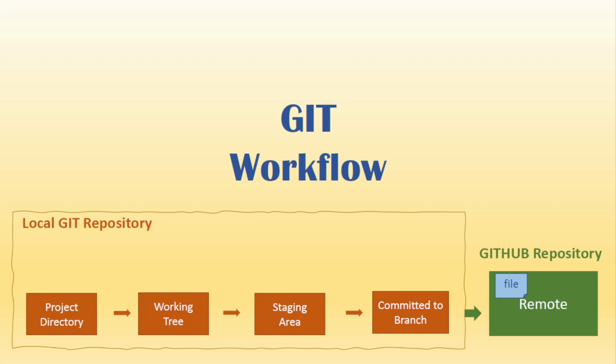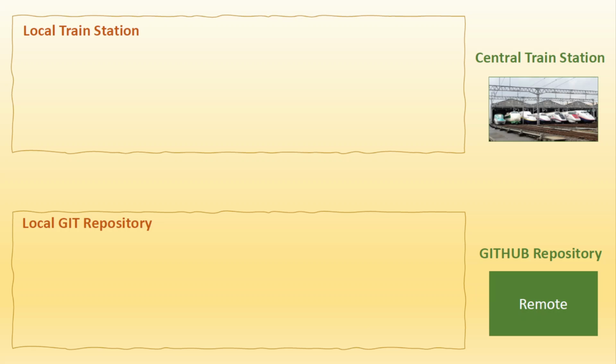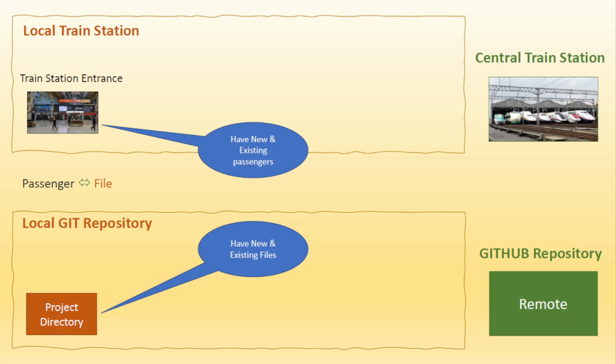So don't get confused. I will be relating it with the train analogy, and it is going to be very simple, and you will never forget that, I am sure. Let us have a quick look at a train station and our local Git repository. What happens as the very first thing? A passenger goes to the train station entrance. Who are there at the train station? Mainly passengers who already have a ticket, or passengers who are new and need to buy a ticket. So any new customer or existing customer.